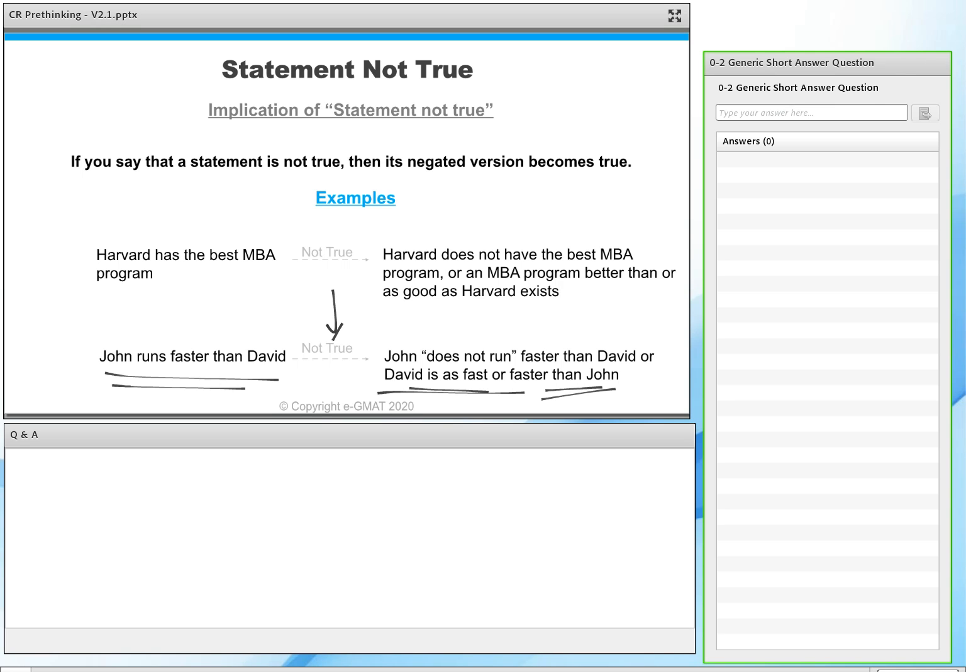Okay. Again, any doubts on this? The not true part and how it translates to alternate statements? No. This is simple. So when you say a statement is not true, what you're saying is its negated version is true. What is debatable? Harvard has the best MBA program? Yeah, when you say it's debatable, then you're saying Harvard might not have the best MBA program. That's basically what this translates into. So it translates into one other statement as well, according to you.